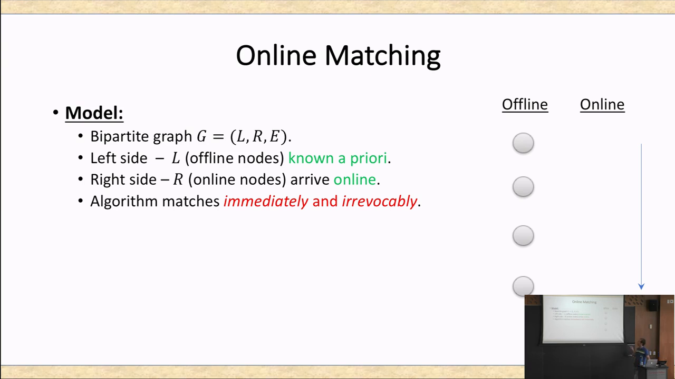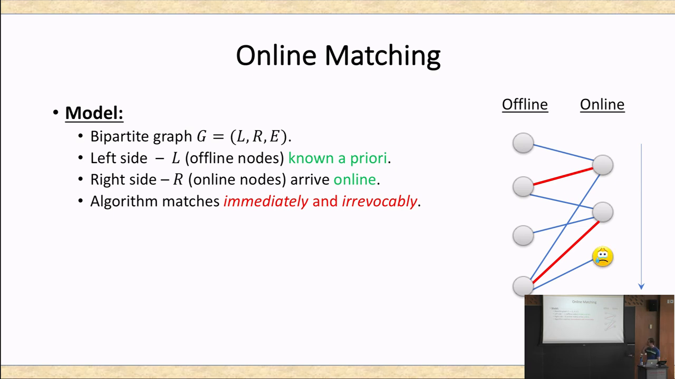When an online node shows up, the online matching algorithm has to decide who, if at all, to match it to among its unmatched neighbors. For example, say the first online node gets matched to the second offline node. The second online node shows up and gets matched. Well, it can't get matched to this one, so let's say it gets matched to the fourth offline node. Let's say a third online node shows up, and unluckily for it, it can't get matched to anyone, because its single neighbor is already matched. So this one's a little disappointed. The dynamics are clear.